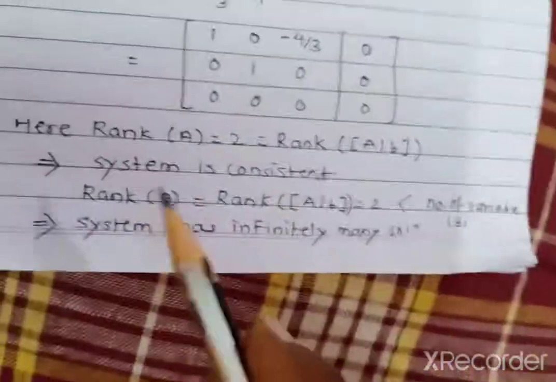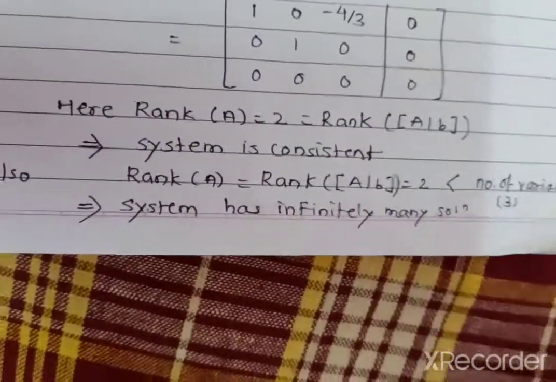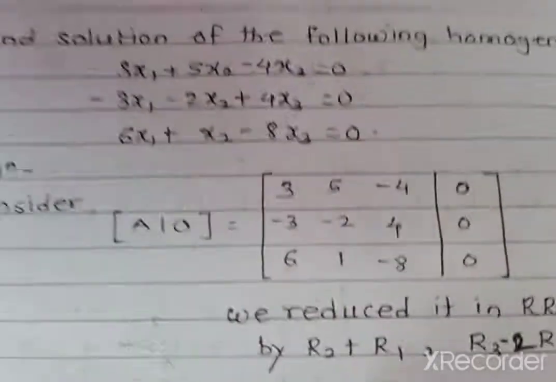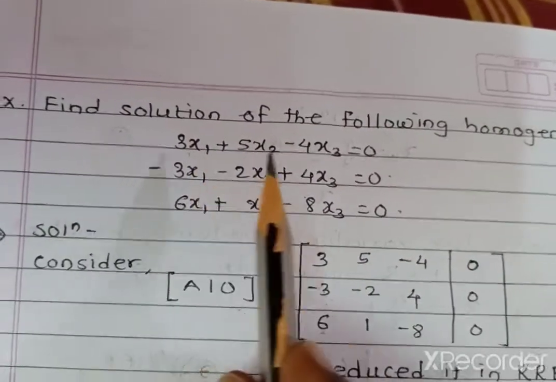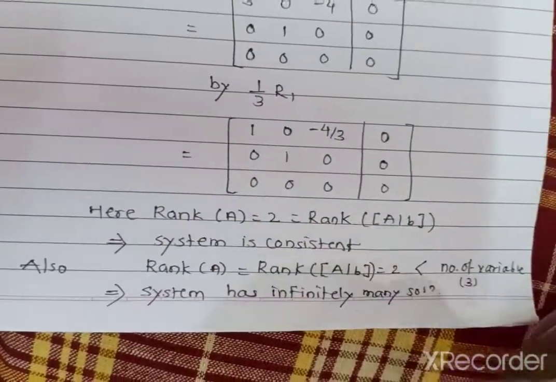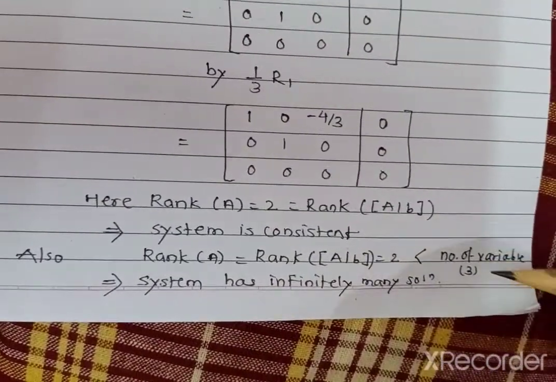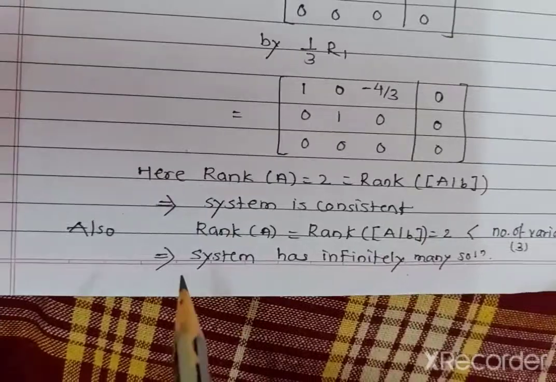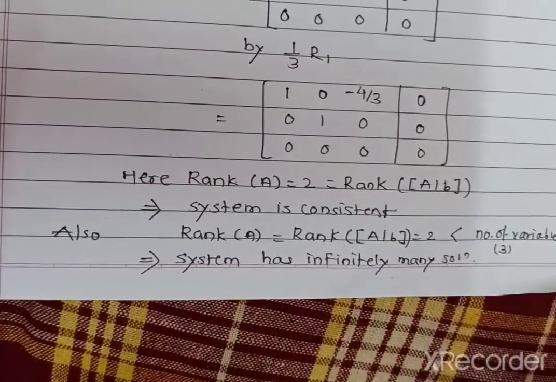So see here, the rank of A equals the rank of A augmented B, which is equal to 2. But in our system, how many variables are contained? 1, 2 and 3. Or maybe we have to check how many columns are contained here. So it contains only 3 columns. So we have to say here the number of variables is 3. So 2 is less than 3. So we have to say the system has infinitely many solutions.